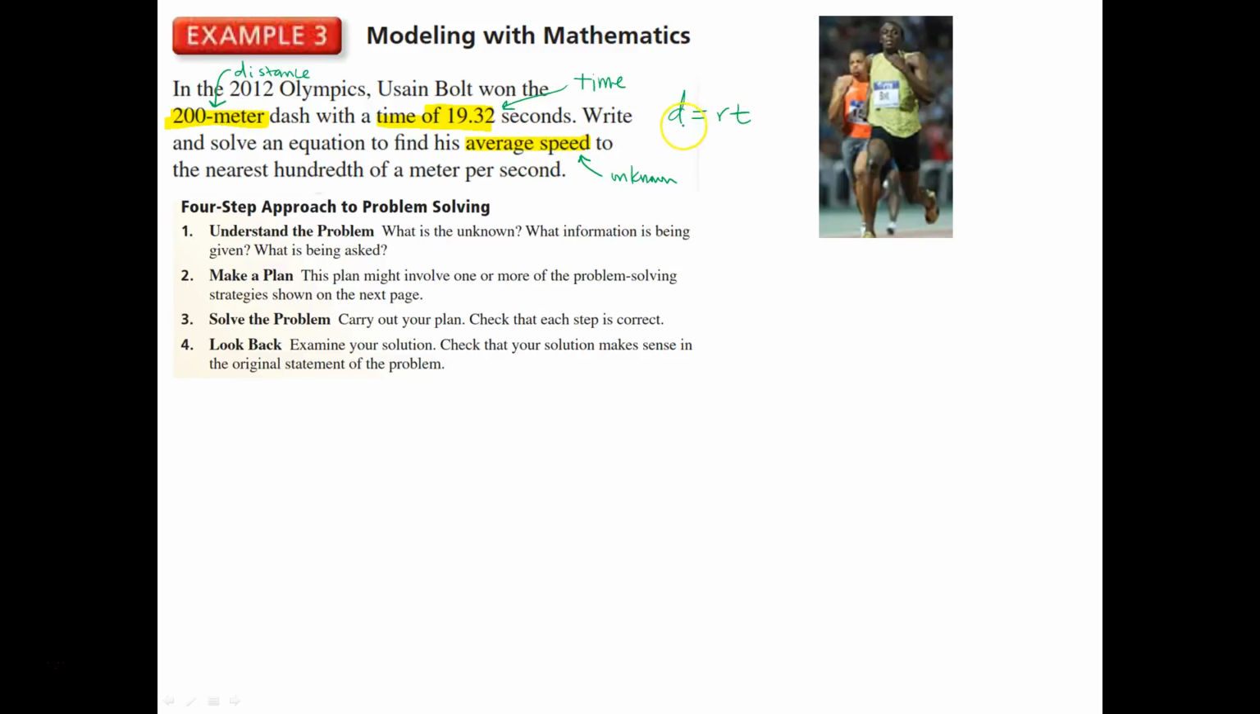So, I can use D equals R times T, plug in what I know, which would be the distance and the time, then I can solve for the rate, which is my speed. So, step 3 is to carry out my plan. So, plan. D equals RT. Distance equals rate times time. The distance is 200 meters. The rate is the unknown, so we'll leave that as our variable. And the time is 19.32 seconds.